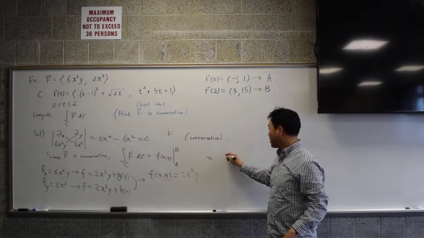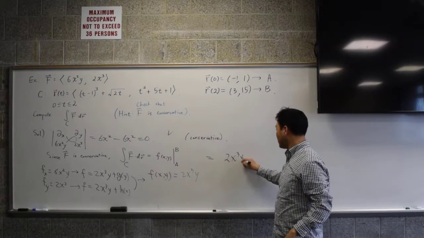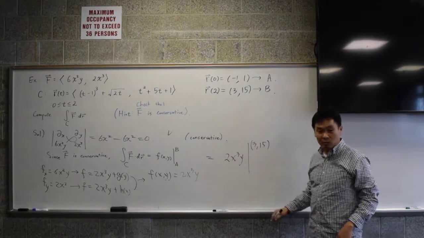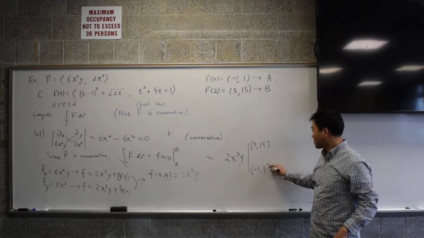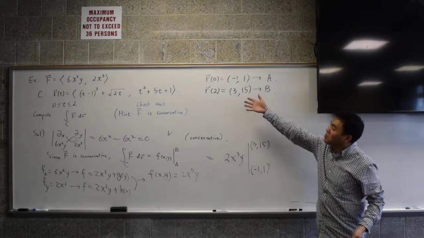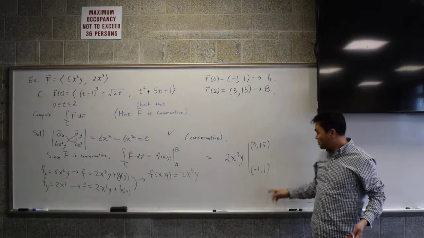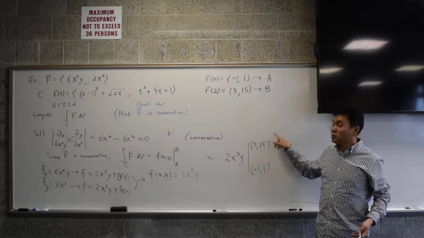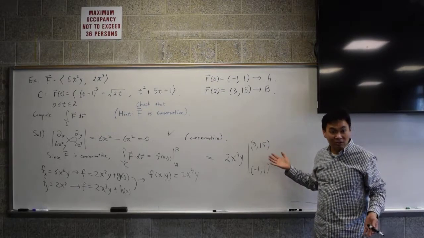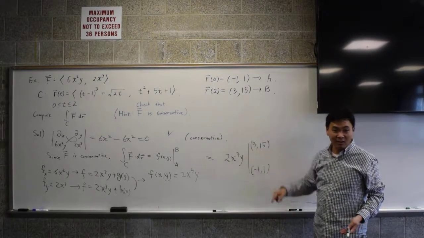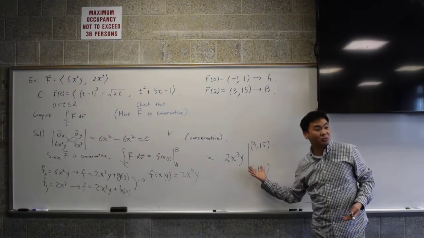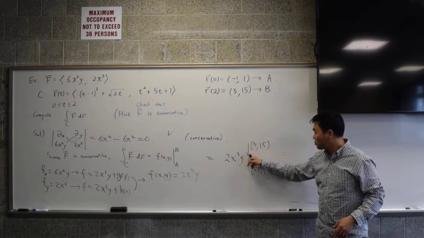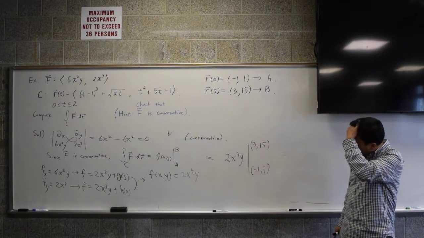Now we can just simply say I need to do 2x cubed y evaluated at these points. (3, 15) is your ending point. Your beginning point is (negative 1, 1). I don't even know what the shape of that path is, but it's some strange curve which begins at this point and ends at that point. And because the given vector field is conservative, which we checked, in that case, we can use this wonderful theorem.